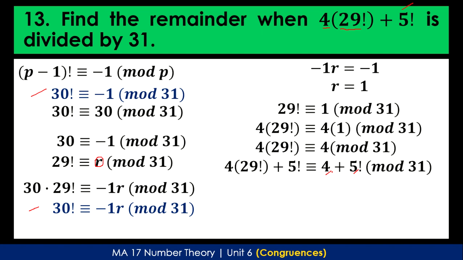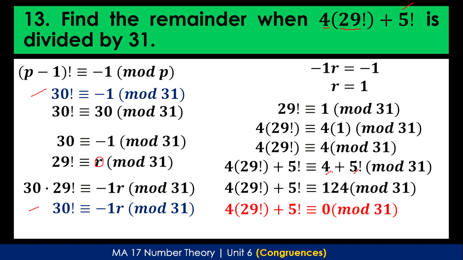Let's divide 124 by 31. 124 divided by 31 is 4, and we don't have a remainder. So we can say that 124 divided by 31 has a remainder of 0. Therefore, when we divide 4 times 29 factorial plus 5 factorial by 31, the remainder is 0.